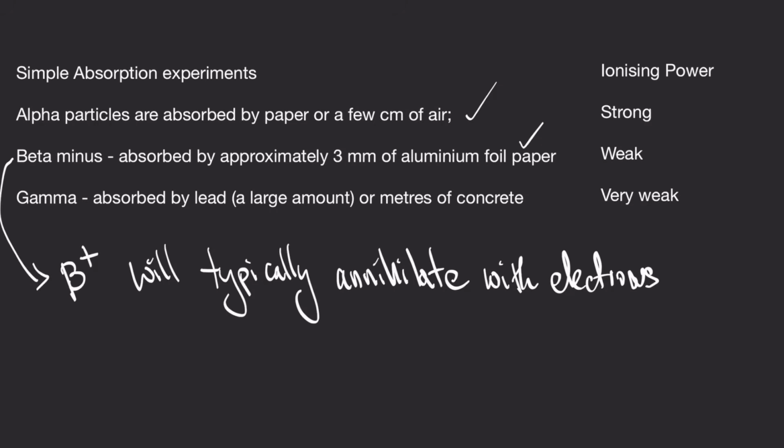In terms of their ionizing power, the most ionizing is alpha radiation, followed by beta minus, and then finally we have the least ionizing, which is gamma.